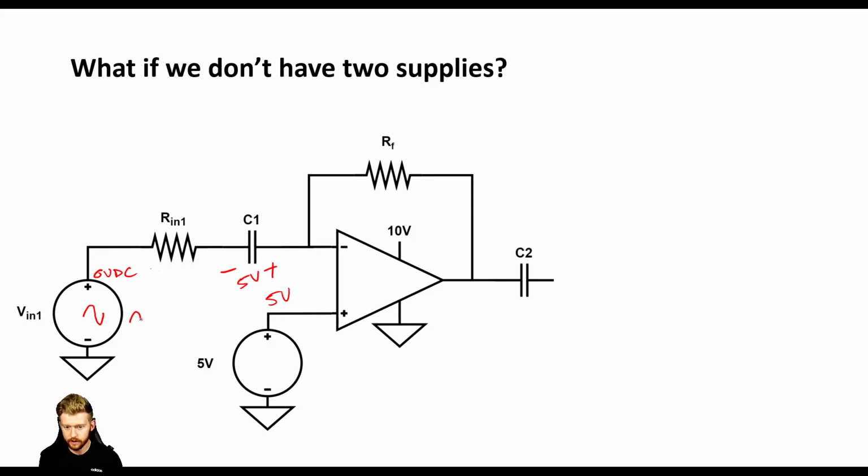So even though this input is oscillating around 0 volts, if we take a look over here at our negative input terminal, it's actually oscillating around 5 volts. So it's giving it a nice little boost. That way it can work how it's supposed to, okay? So it's like adding a DC offset to where we're working right in the middle of these two supplies.